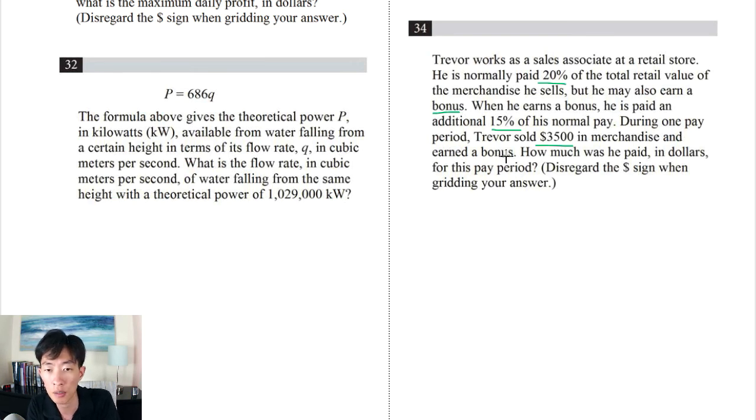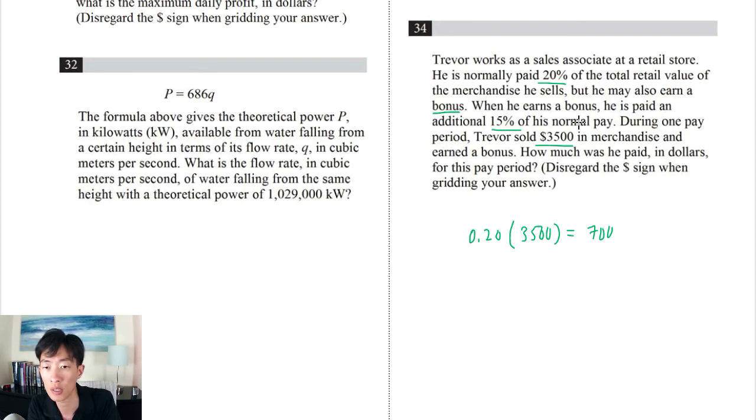So I thought this was a little bit confusing when it comes to the bonus, because the question is what is his normal pay? But if you assume his normal pay is simply what he made, basically his commission, the 20% of the retail value, then the problem becomes very easy. So let's calculate that. If he sold $3,500 in merchandise, he's normally paid 20% of that. So you multiply 0.20 times 3,500, and that's going to give you 700. So that's going to be his normal pay once he sold that much.